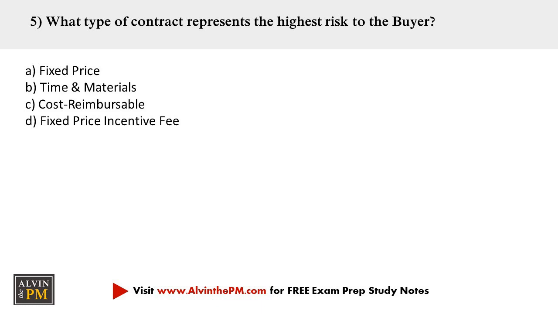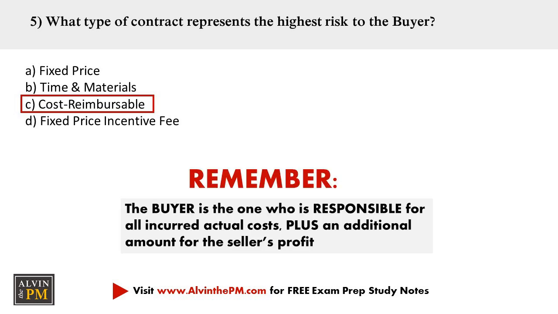The correct answer is C. The cost reimbursable contract poses the highest risk to a buyer, since the buyer not only pays for the incurred actual cost for completing the project work, but also an additional fee representing the seller's profit. Now on to our next question.